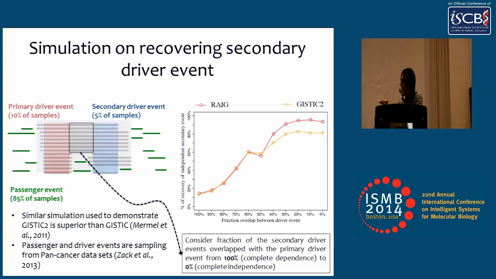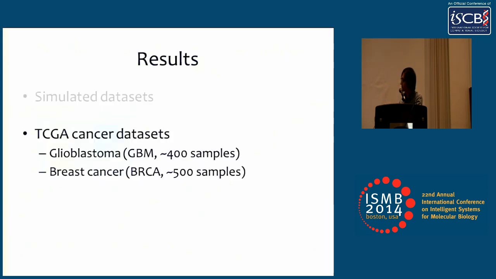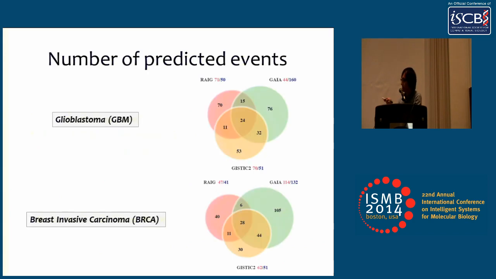So you can see from 100% to 0%, in the beginning, the two approaches perform very similarly, but after 50%, we can recover more than GISTIC2 does. So let's talk about the results in TCGA cancer data sets.